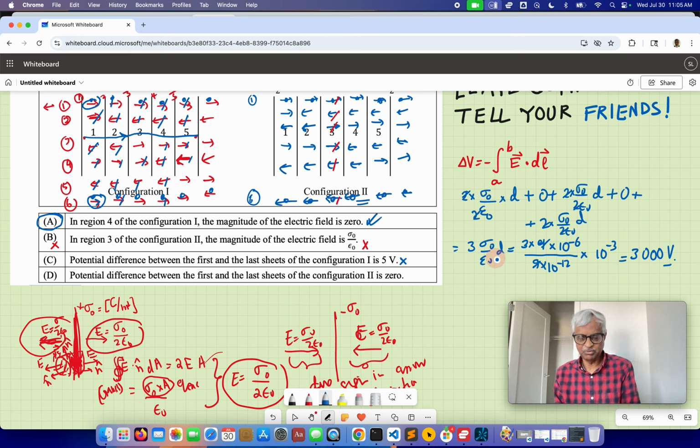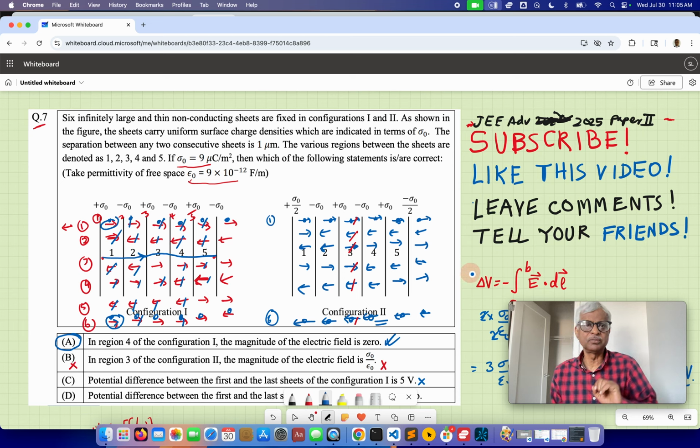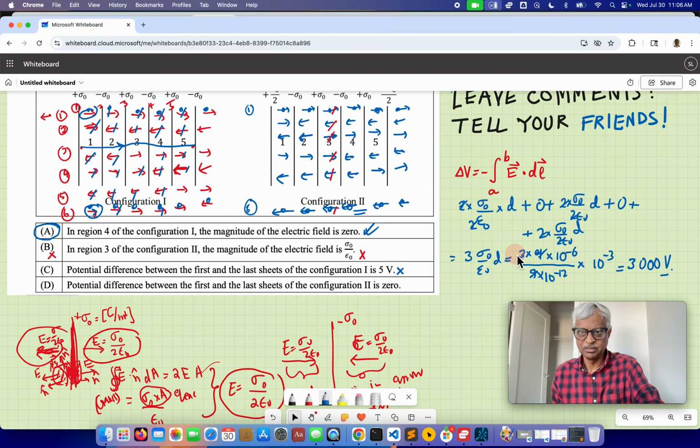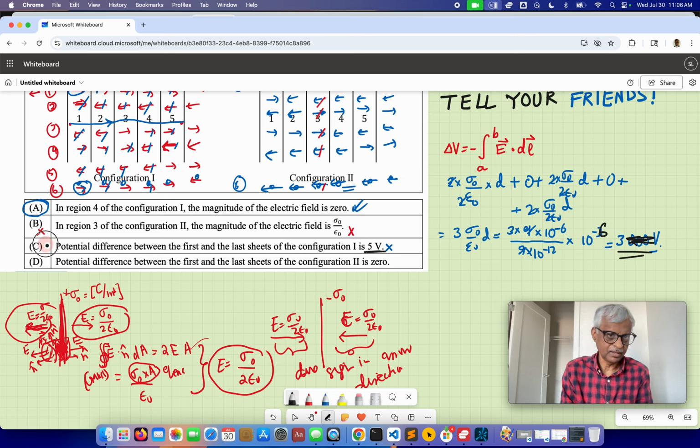This also seems like a bit too high a voltage, but let's make sure. Microcoulomb per meter square, and 10 to the minus 12 farad per meter. So everything, this is micrometer, not millimeter. So micro is 10 to the minus 6. It's 3 volt, not 5 volt. So this is incorrect.